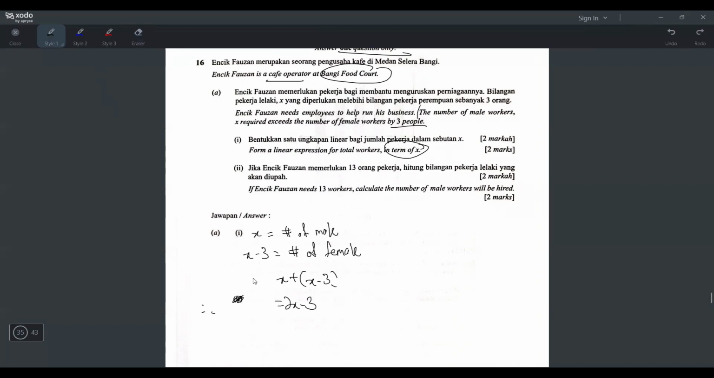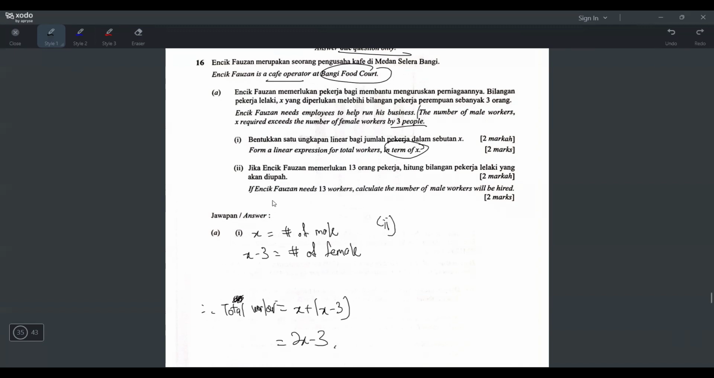Yeah, I should write dot dot dot and I should write what? Total worker, right? So I just write total worker is 2x minus 3. Okay. Maybe I should write the working here. So I should write like this. Total worker is X plus bracket X minus 3, and then baru tulis 2X minus 3. Okay, I think if read like this, it will look better.